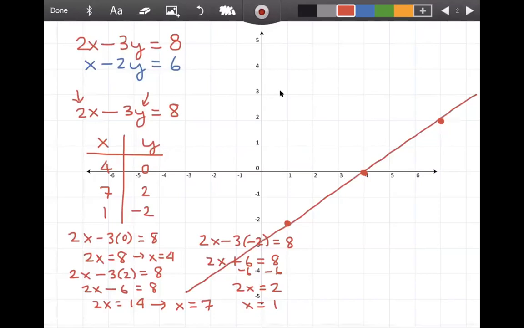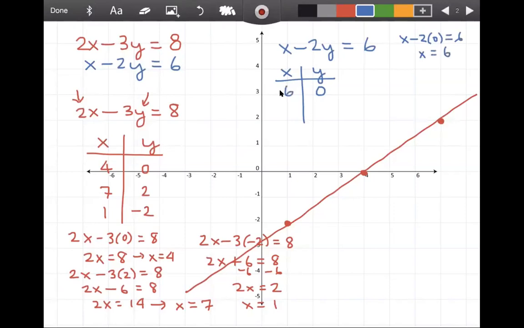All right, so now we have to graph the other line. And for the other line, I'm going to use the intercepts method. So now we're talking about x minus 2y equals 6. So for the intercepts method, I just need to know what's the x-intercept, what's the y-intercept. So remember, the x-intercept is where y is 0. And when I put y equals 0, I get x minus 2 times 0 equals 6, which means x equals 6.